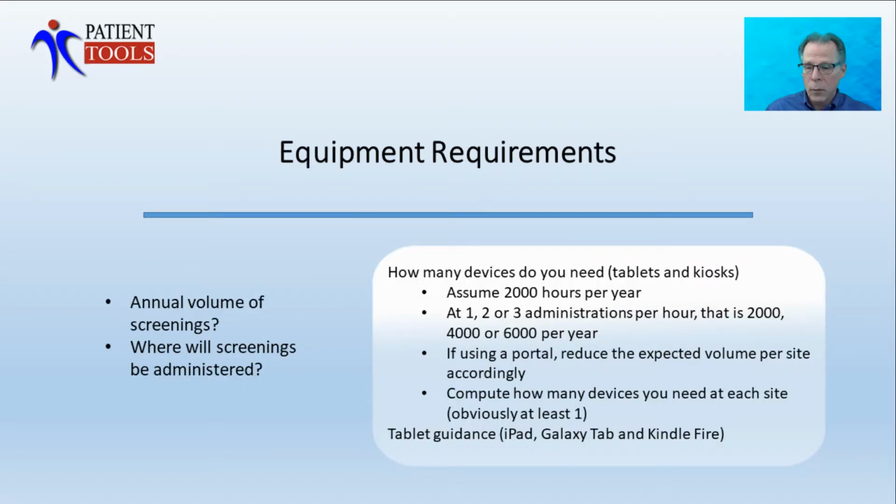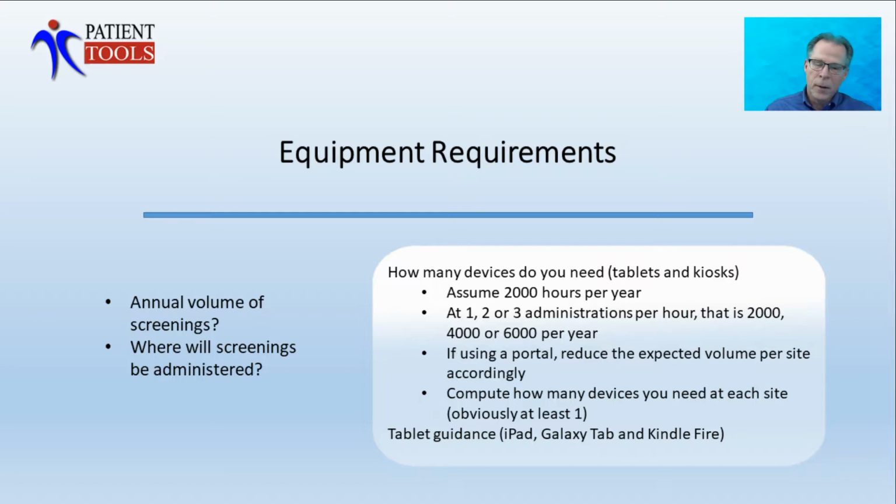So, equipment requirements. What you need to figure out for this sort of thing comes down to, what do you think your annual volume is going to be? And then you've got to figure out where it's going to be at. So really, how many screenings are you going to be doing? And then, how many are going to be done in the office? How many are going to be done through remote? And so of those in the office, then you've got to start breaking those down.